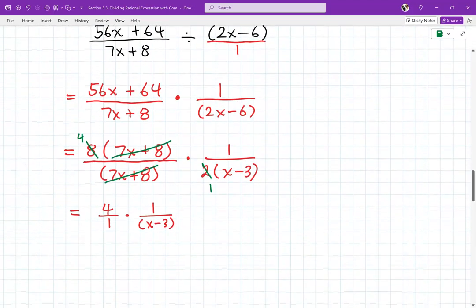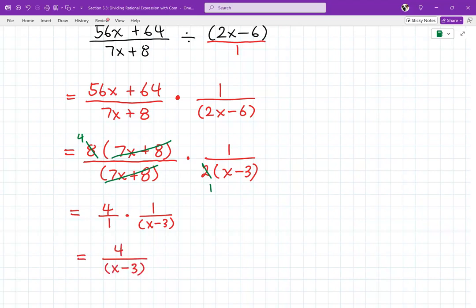Again, I hope you don't leave your answer like that, but if you do, I'm okay with it. You should multiply together. So 4 times 1 on top, that's 4. And 1 times x minus 3 is just x minus 3. And there you go. Fix that right there.